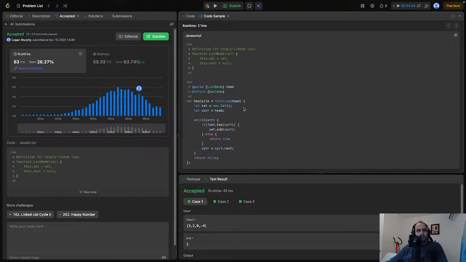So when they did it by using up memory, they were able to do it faster, which makes sense. In order to detect the cycle, you have to go through at least once in some cases. This one, you go through once.